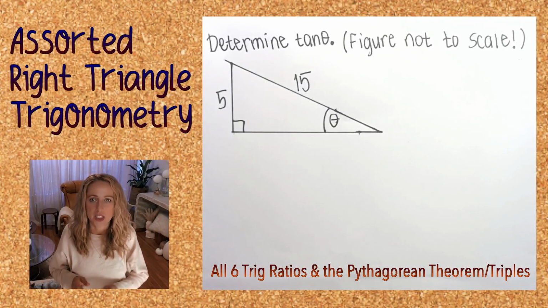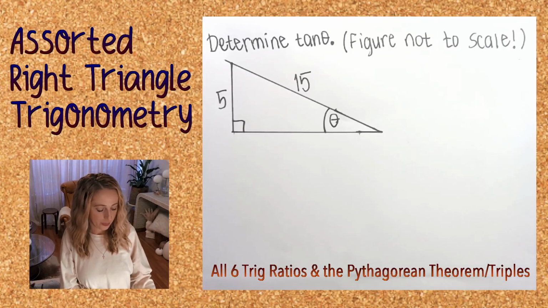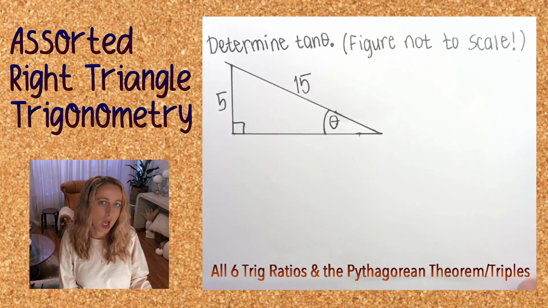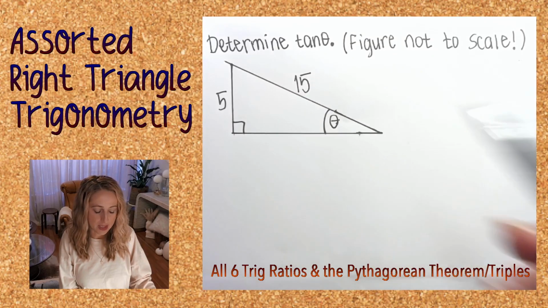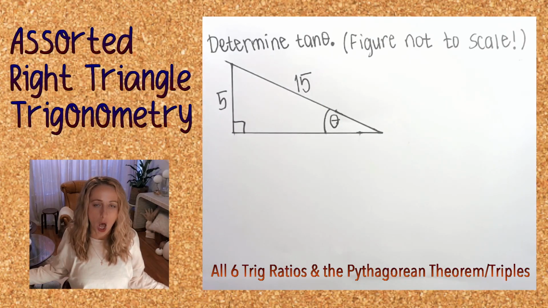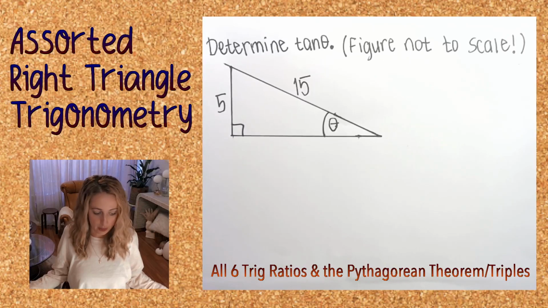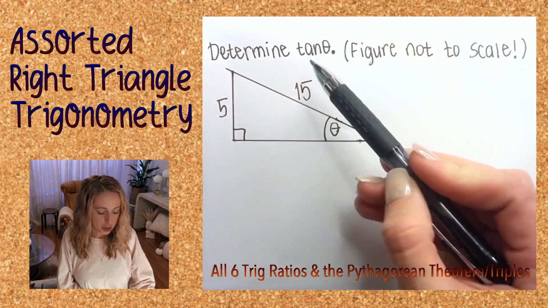Hey everybody, in this video we are doing yet again another right triangle trigonometry problem. In this example, comparable to most, we have two sides of a right triangle labeled for us. We also have our angle theta indicated. In this case, it is indicated in the lower right hand corner of the picture. And we are being asked to determine the tan of theta.